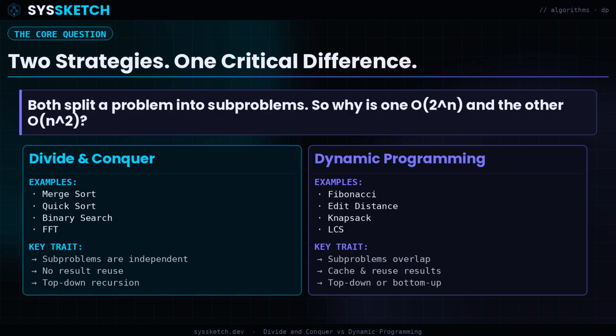Divide and conquer assumes its subproblems are completely independent of each other. When merge sort splits an array in half, the left half never needs any information from the right half to sort itself. They share zero work. Dynamic programming is designed for the exact opposite situation.